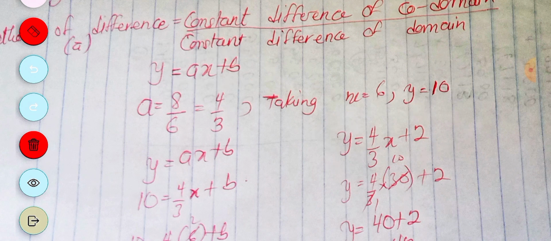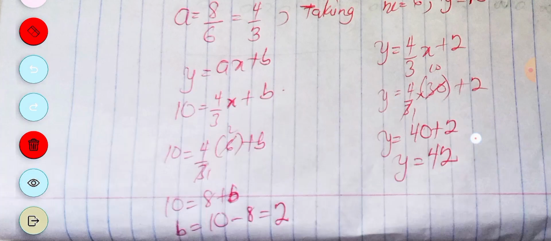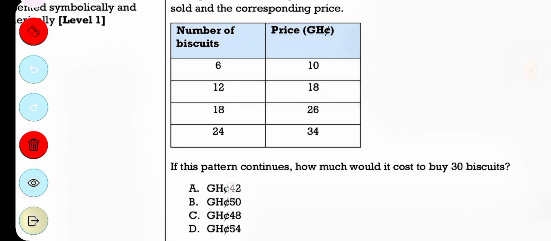Now, if I have this to be my formula, the question asks us how many we will get for 30. The 30 is for the domain. So I put that one here as 30. Then when I worked it out, I had 42. So the answer to this question is 42.